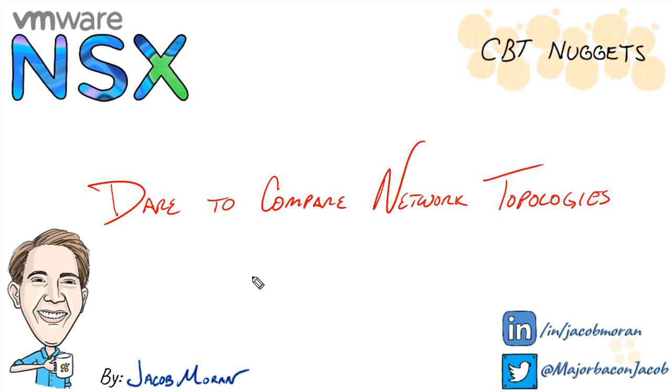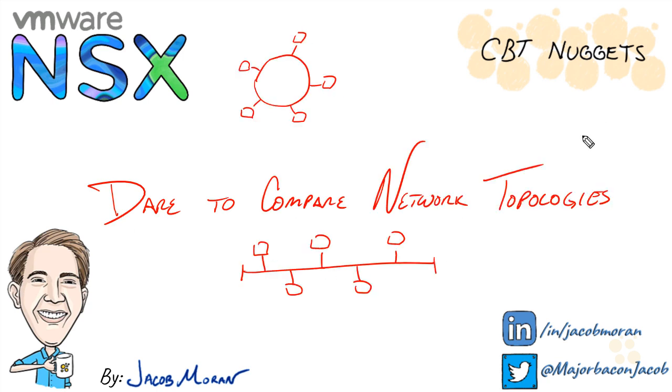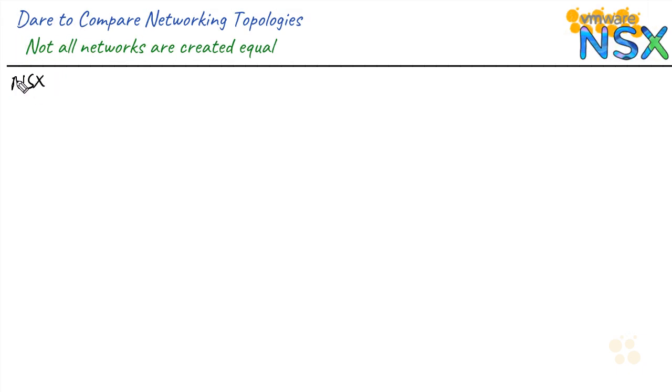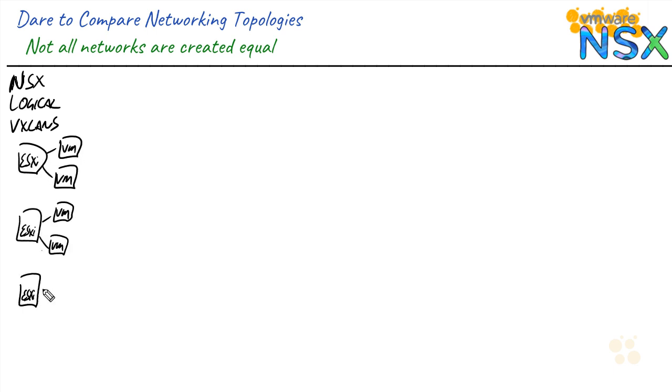In this nugget, we're going to dare to compare network topologies and see what's required in order to support NSX. So what does it mean that we're going to be working with NSX, creating a logical network using VXLAN? Well, let's envision our ESXi host platforms. The purpose of those platforms is to host virtual machines.